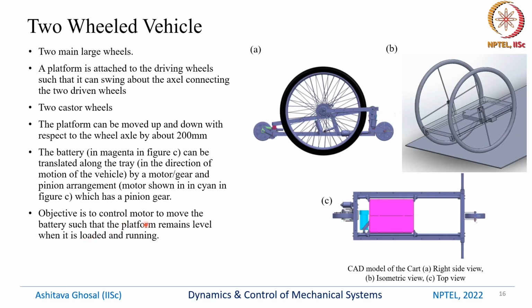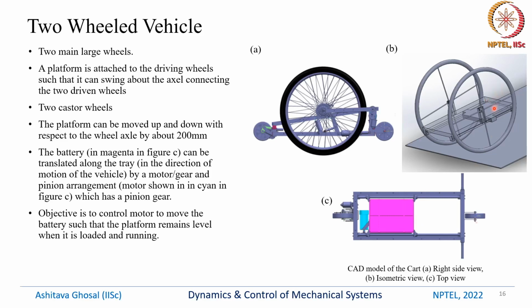So the objective is to control the motor to move the battery such that the platform remains level when it is loaded and running. So this platform can go forward, it can go backward, but then there could be some disturbances on the road. So there could be a slope or some pothole or something such that this platform can tilt. Okay, and the basic idea is that we will move this battery in this tray such that this tray again becomes horizontal.